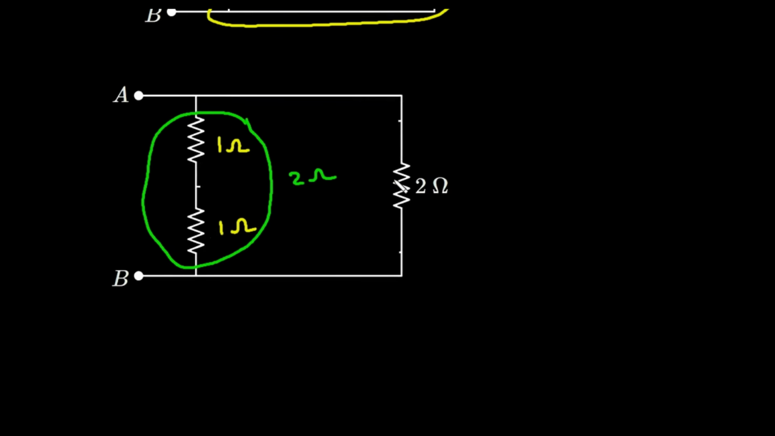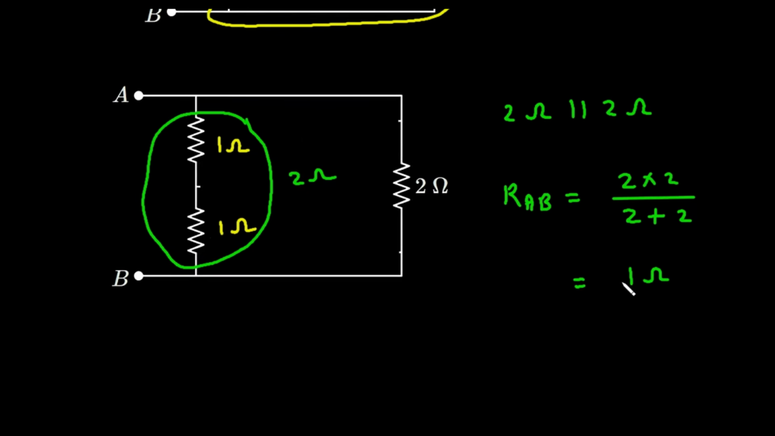Now again this 2 ohm parallel with 2 ohm. So we know that 2 ohm parallel with 2 ohm. The answer is RAB is equal to simply 2 into 2 divided by 2 plus 2. So it is simply 1 ohm. So therefore RAB is equal to 1 ohm. So this is how we can solve these types of circuits.